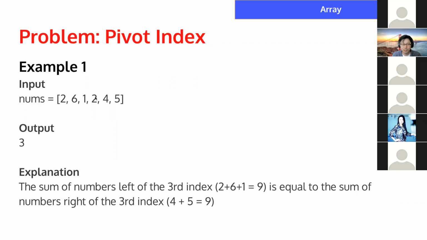But if you imagine adding all the numbers to the left of the third index, the number at the third index is 2, and the numbers to the left of that are 2, 6, 1. The sum of this is 9, because 2 plus 6 plus 1 equals 9. And that equals the numbers to the right of this pivot index, which are 4 and 5. And 4 plus 5 is equal to 9. So in this case, we know that the pivot index is the third index.